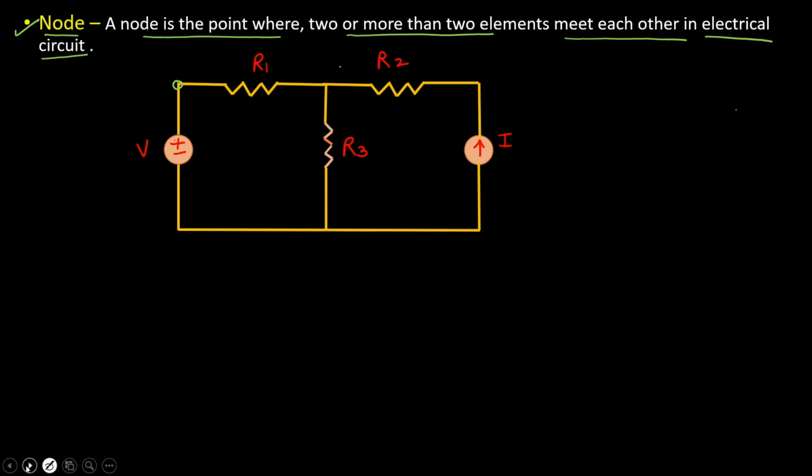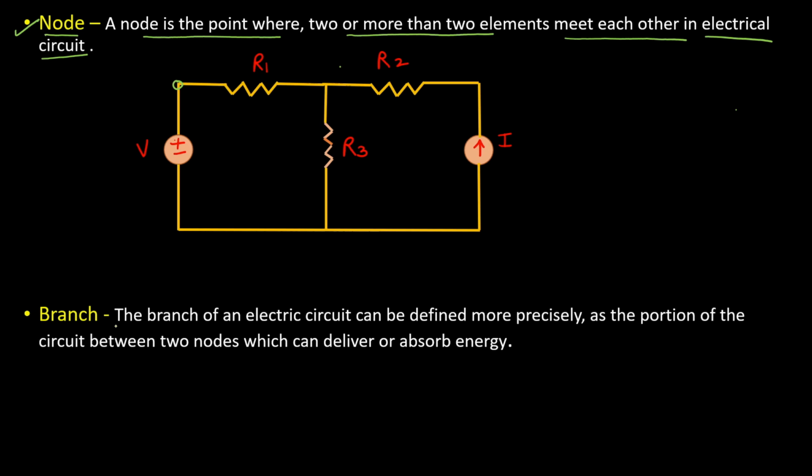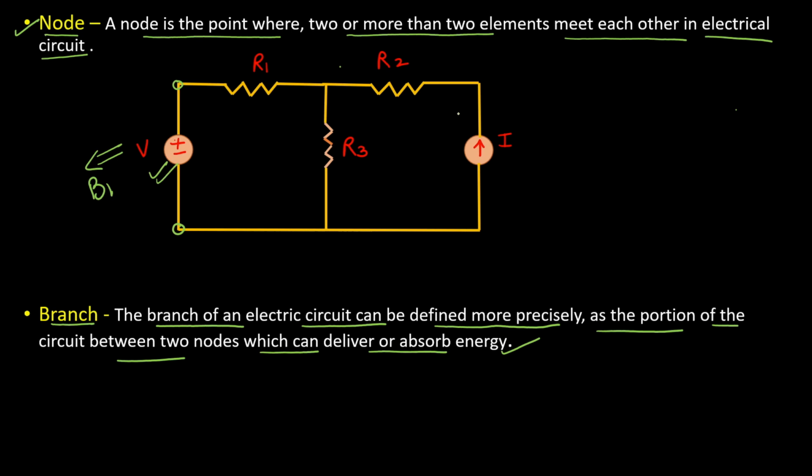Let's start with the second term, branch. What is a branch? A branch of an electrical circuit can be defined more precisely as the portion of the circuit between two nodes which can deliver or absorb energy. So the portion between two nodes depicts your branch. For example, this is a branch which consists of a voltage source. This is also a branch with a current source. This is also a branch. These are also branches depicting various resistors.